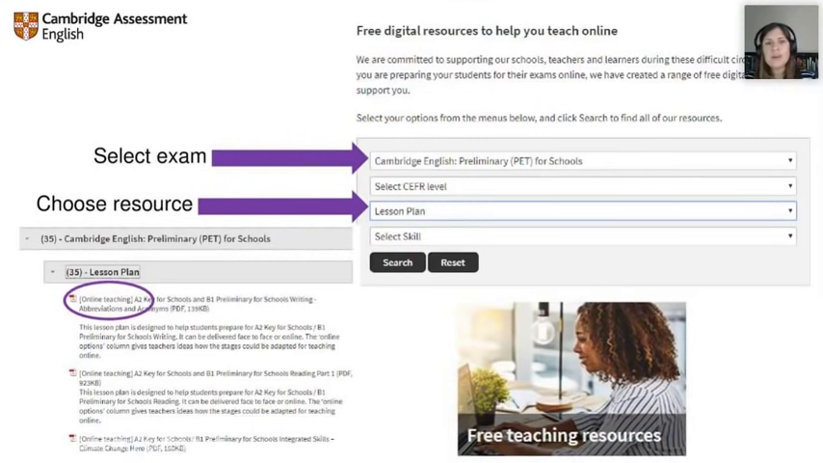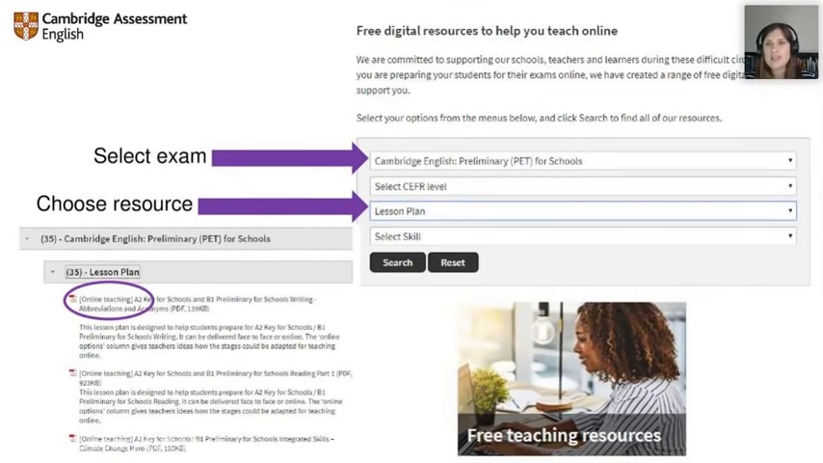So you select the exam that you are teaching. Here I've put preliminary for schools. And then you select the resource you want. Here I've put in lesson plan. If you don't put lesson plan, then it will bring up all the resources that we have. So it just depends what you're looking for.